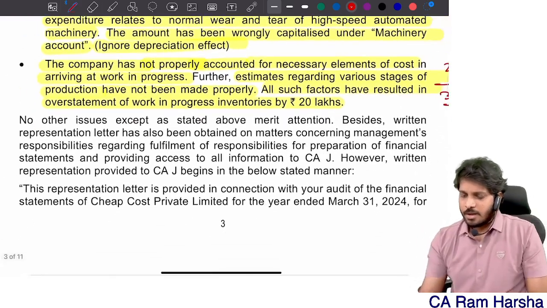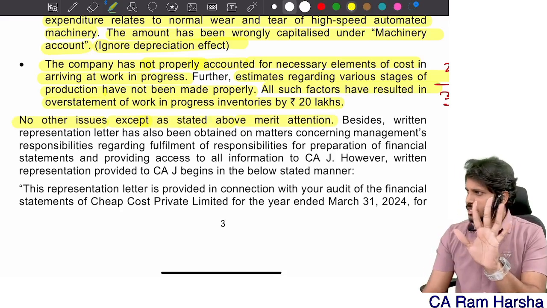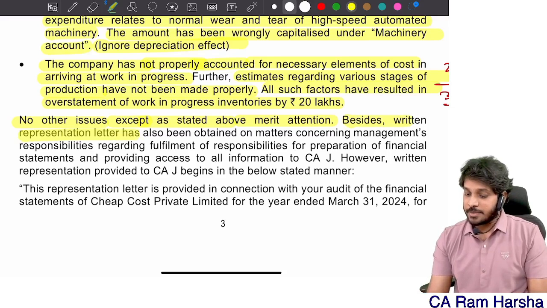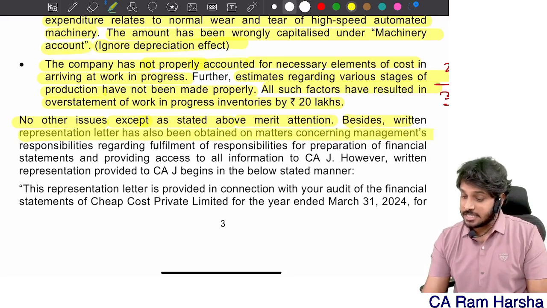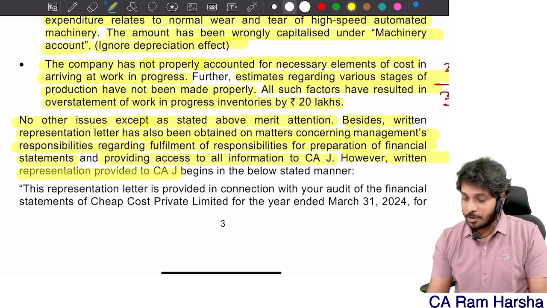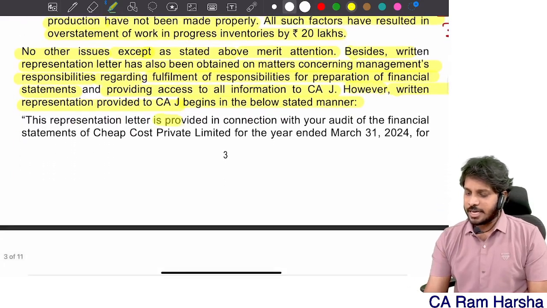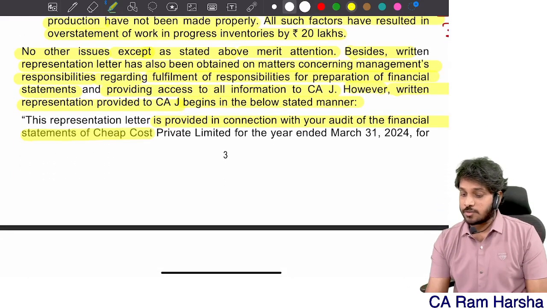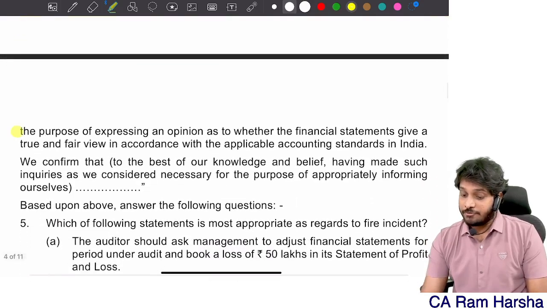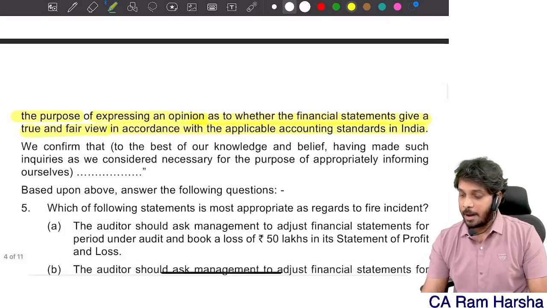Fine. No other issues except as stated above merit attention. Means there are no other issues in the audit. Besides, written representation has also been obtained on matters concerning management responsibilities regarding fulfillment of responsibilities for preparation and providing access to all information to the auditor. However, the written representation provided begins in the following manner. That this representation is provided in connection with your audit of financials of Cheap Cost Limited for the year ended 31st March for the purpose of expressing opinion as to whether financials give a true and fair view in accordance with the applicable standards in India.